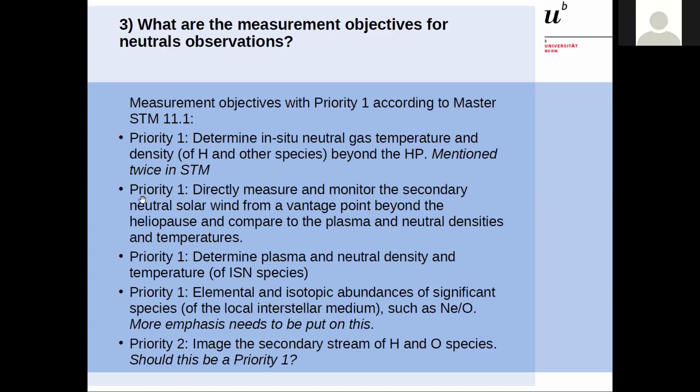Then another priority one is directly measure and monitor the secondary neutral solar wind from a vantage point beyond the heliopause and compare to the plasma and neutral densities and temperatures. Again, it's this interplay between remote and in situ, between plasma and neutrals, and to compare with each other to get the full picture.